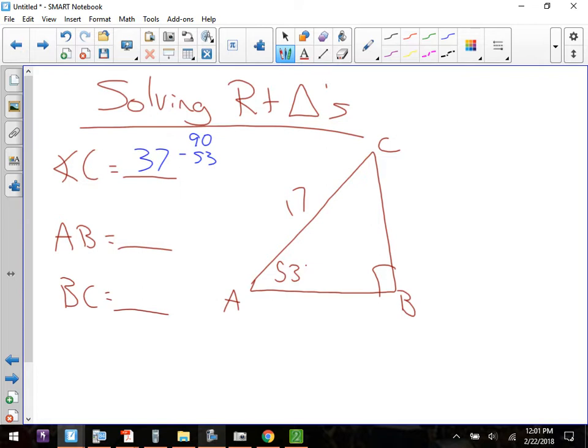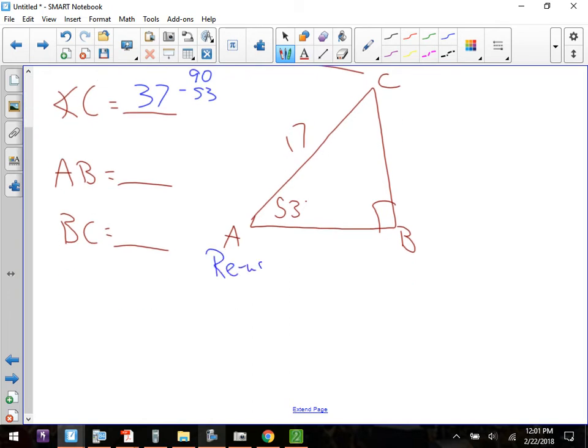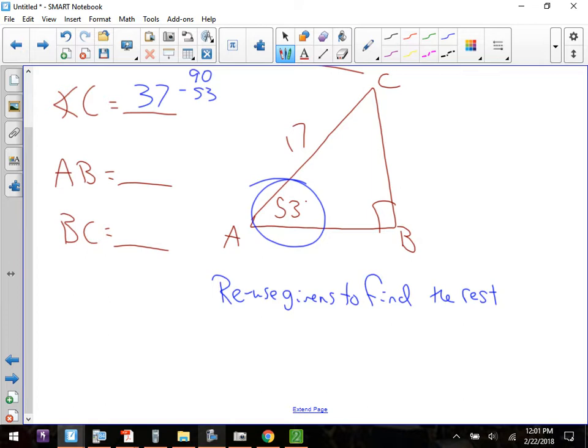And now you've heard me say this before. Now we're going to reuse the given information to solve for everything else. And that's the trick. You always want to reuse your givens. Here's what I mean. If I circle 53, the next thing I would do would be to draw the opposite. Then I would label my hypotenuse, which by process of elimination gives me my adjacent. Excellent.